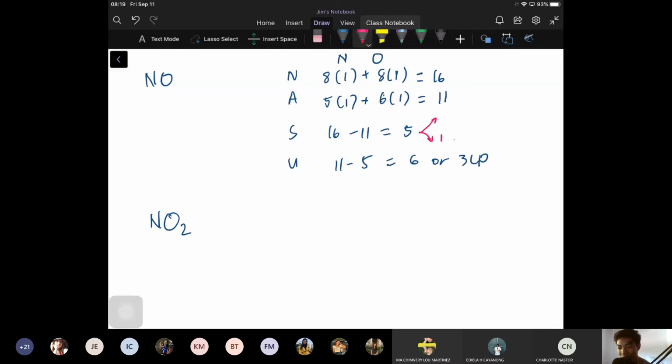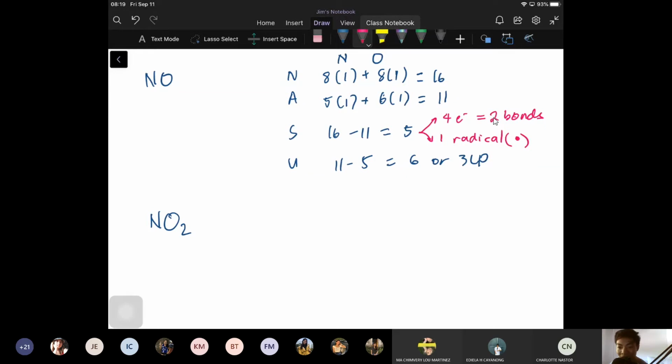Yung isa dyan would be your radical, meaning single dot lang yan. Then yung matitira, ito yung electrons na gagamitin sa bonding. Ayan yung magiging bonds na. So, ano ulit yung tip? Pag odd talaga yan, add yung iyong shared electrons, you subtract 1 electron. That 1 electron will be your radical. Okay? Paano yung natira? Yun yung gagamitin mo sa bonding.